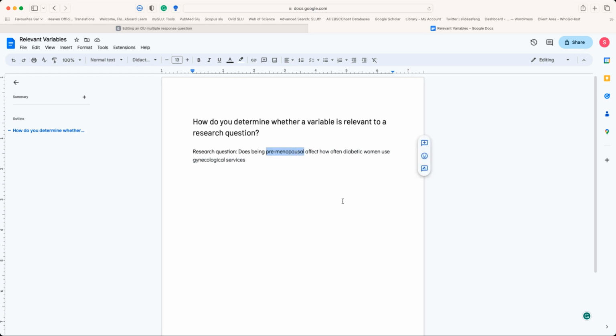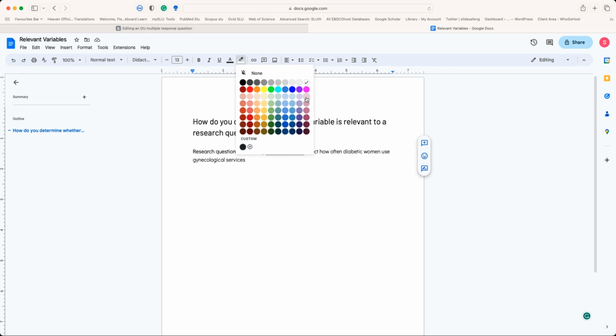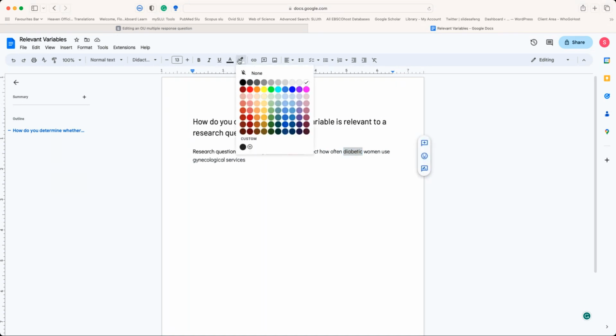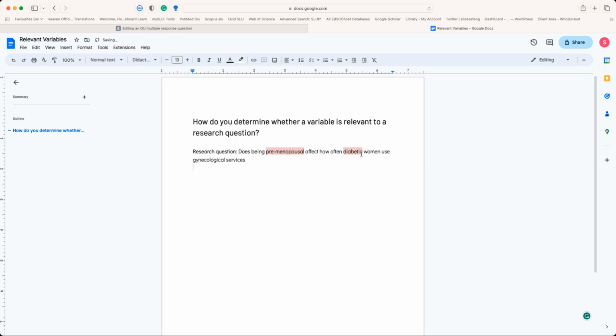Number one is being premenopausal. This is one variable. Well, sorry, one condition that the researcher is very likely going to be looking for, whether the women in her research are premenopausal or not. Another that is going to look at is if they are diabetic, because that's one of the questions that the researcher is interested in, whether they are diabetic. But they're also interested in whether they are women.